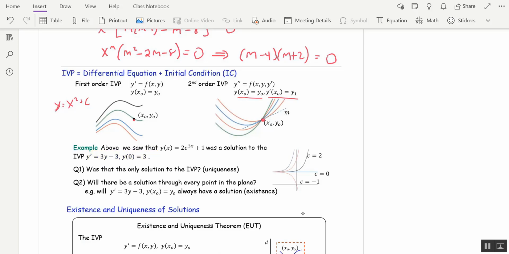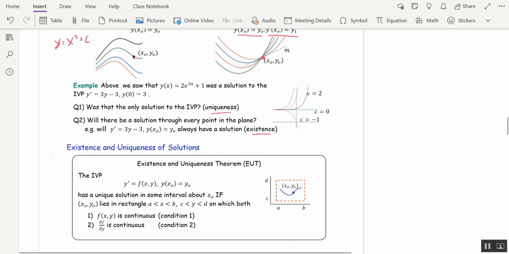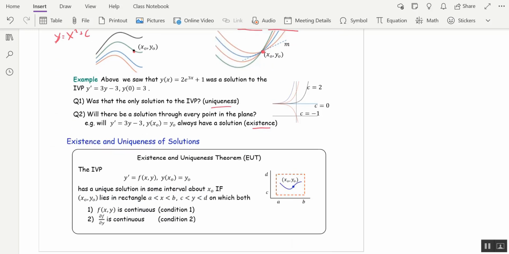One, is it the only solution? That's uniqueness. Two, did we know that it existed from the get-go? Were we trying to find something perhaps that didn't exist? So together, those form existence and uniqueness. We want to know our solution exists. If it does, we want to know it's unique. So we have one of many EUTs in this course.